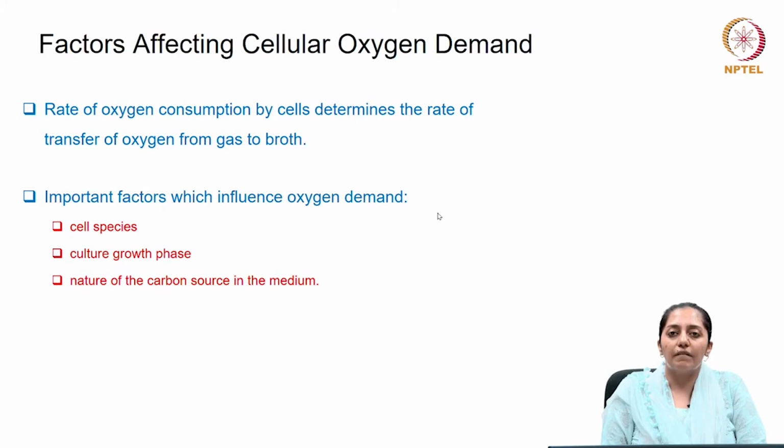Now the factors which can affect oxygen demand, which is the oxygen uptake rate, involve the type of cell species we are working with, and the growth of the culture, whether it is in active growth phase or resting cells. Accordingly the oxygen demand changes. Then the nature of the carbon source in the medium: for example, if it is an easily metabolizable sugar like glucose, then the oxygen uptake rate or oxygen demand is higher. With a complex sugar, the uptake rate is slow.